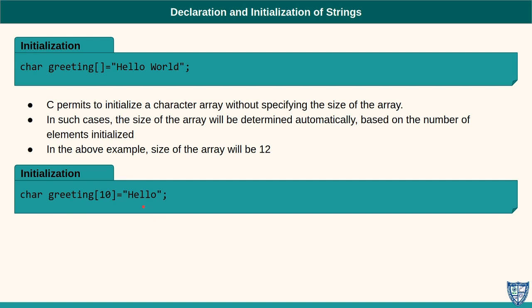This is perfectly fine because we are declaring the greeting array with a maximum size equal to 10, and our string constant has 1, 2, 3, 4, 5 plus 1, so 6 characters in it. So 6 is less than 10. So this is fine. We can declare a size larger than the string size in the initializer. This number should be larger than the number of characters in the string constant.